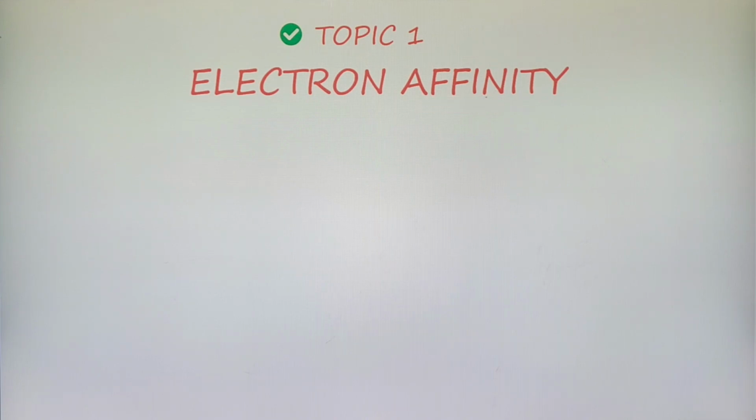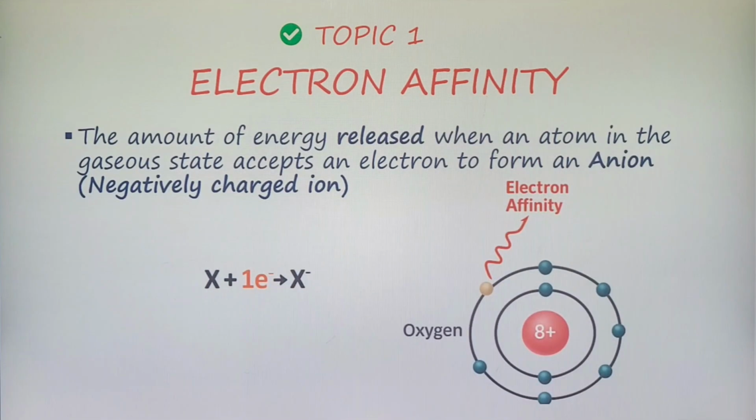Now, can you tell me whose job it is to attract an electron? Electron is negatively charged. Yes or no? So, who will attract the negatively charged electron? It is the nucleus that will attract the electron. So, for electron affinity, remember the electron has to be attracted. The word affinity means attraction. Clear? Affinity means attraction.